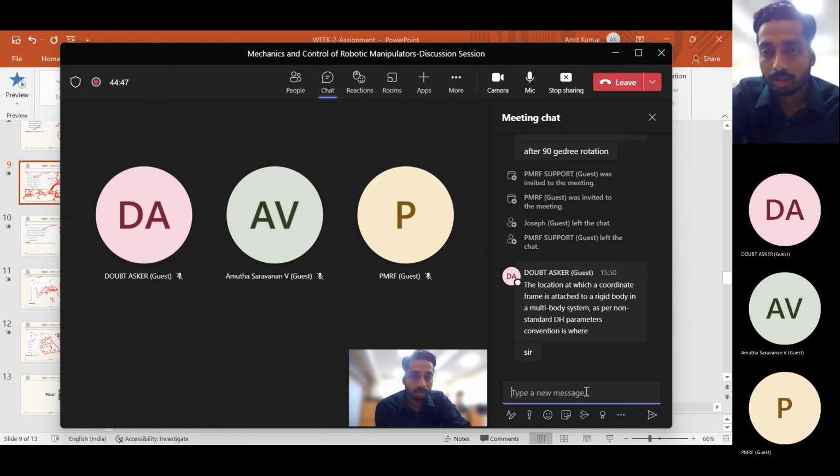Okay. So you're asking about the location at which a coordinate frame is attached to a rigid body in a multi-body convention, sir. Generally we attach the frame at the joints, where there is a joint. So we generally try to attach the frame there itself, right?